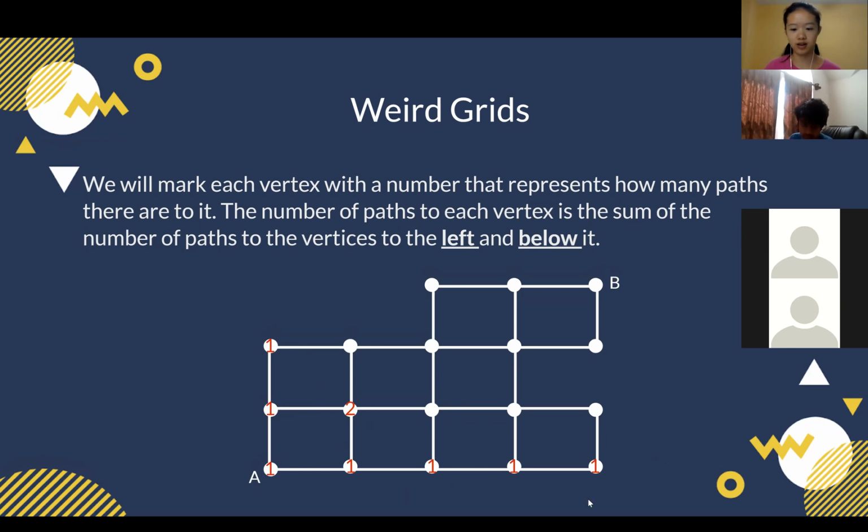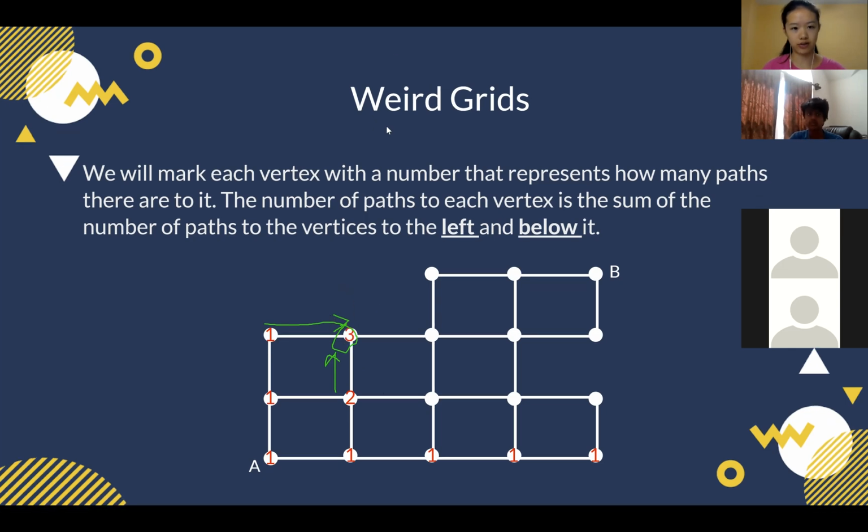So again, the premise here is that every vertex is the sum of the vertices that flow into it. So this one here would have a value of 3, because this vertex has a value of 1 and this vertex has a value of 2. So 1 plus 2 is 3.